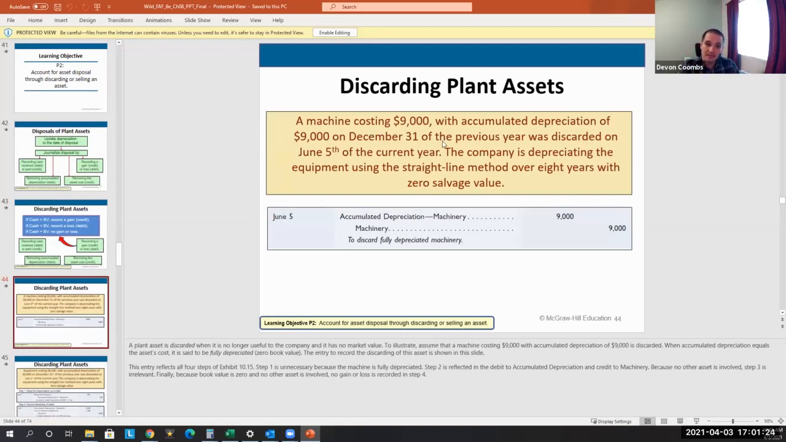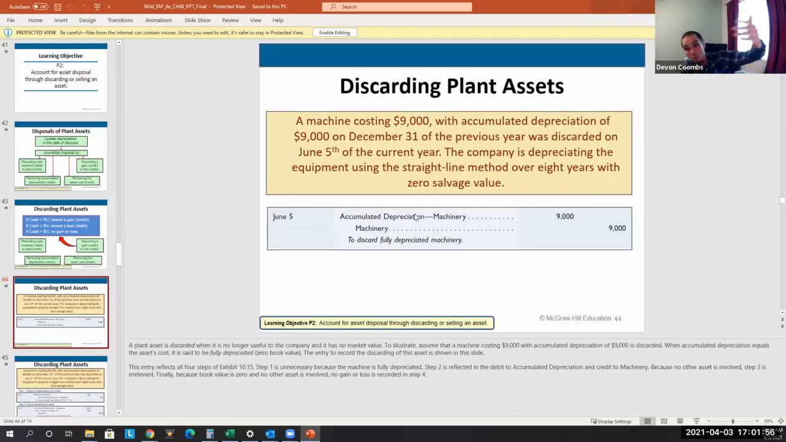A machine costing $9,000 with accumulated depreciation of $9,000 on December 31st of the previous year was discarded on June 5th of the current year. The company is depreciating the equipment using the straight line method over 8 years with 0 salvage value. On day one, we debit our asset, the machine cost. On this day, we're throwing out a fully depreciated asset.